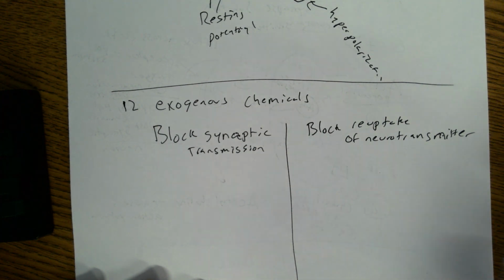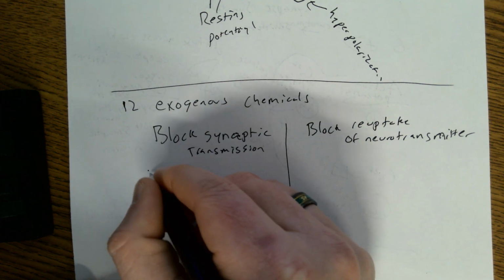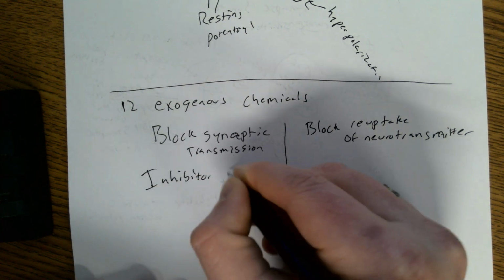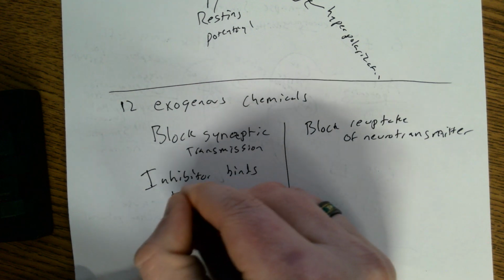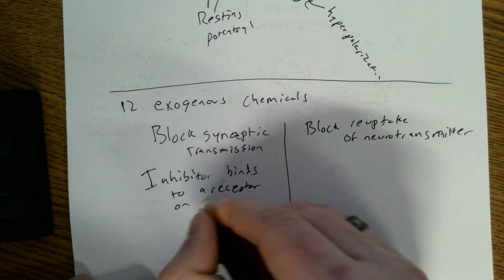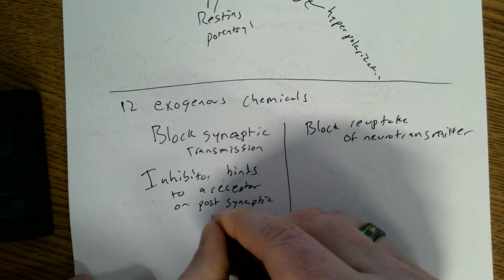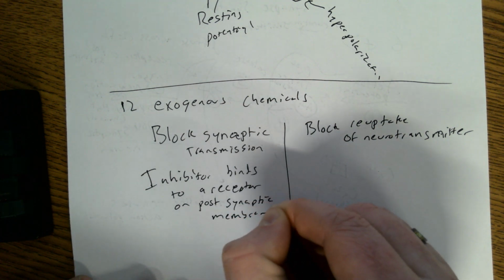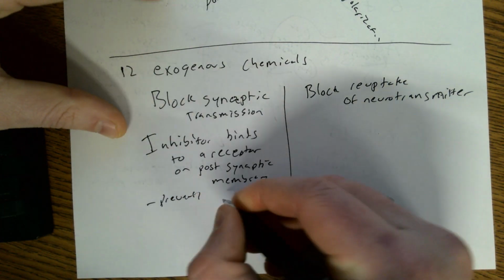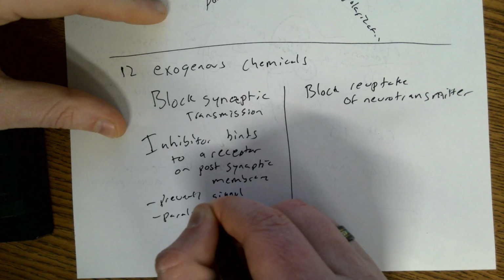If you can't send signals between synapses, you can't pass that message on to the next neuron. For the first one, when you block synaptic transmission, what you have in this specific example is an inhibitor that binds to a receptor on the postsynaptic membrane. Normally you bind the neurotransmitter there, but instead you're binding an inhibitor. This then prevents signal, and it can lead to paralysis and death.